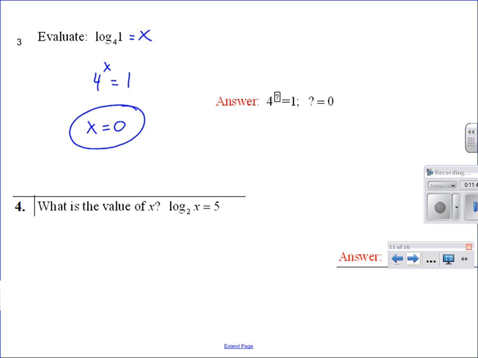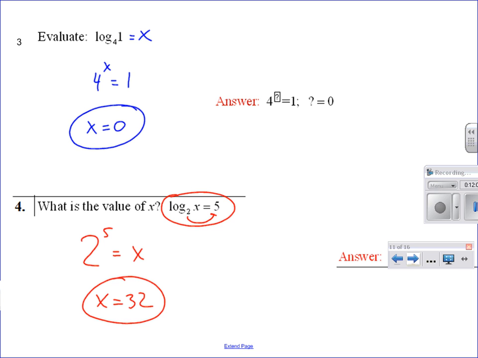Now, what is the value of x? So now I'm going to put the x in the middle there, and I don't like this logarithmic statement. I've only been dealing with it for a few minutes here, so I'm going to put it back into exponential. 2 to the what? 2 to the 5th equals x. 2 to the 5th is 32. x is 32.